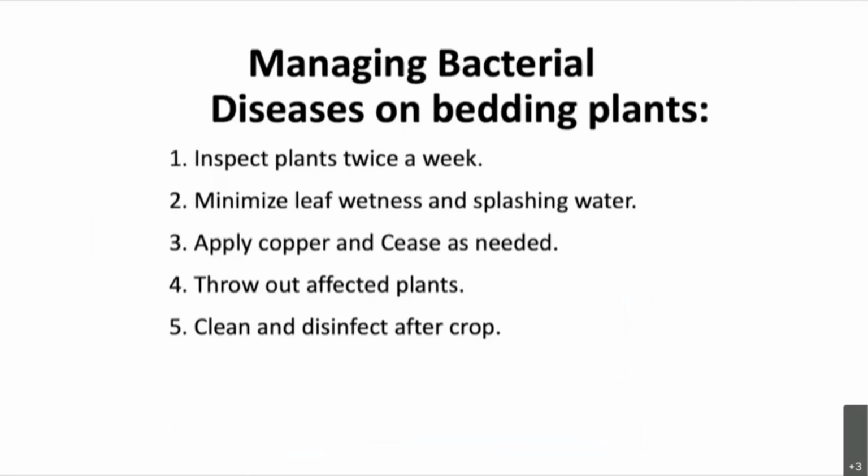There are some key points to managing bacterial diseases. We don't have as many chemical solutions to them, but watching them carefully is important. If you know you have a plant that's prone to a bacterial disease, scout it not once a week, but maybe twice a week. Minimize your leaf wetness and reduce splashing to any degree you can. The chemicals that you can work with are copper materials and Cease or anything else that has a Bacillus subtilis type active ingredient to it.